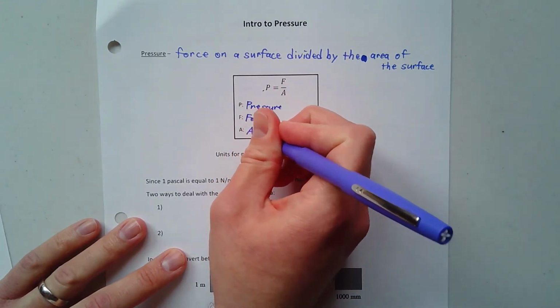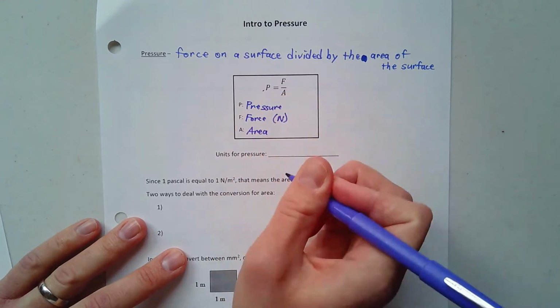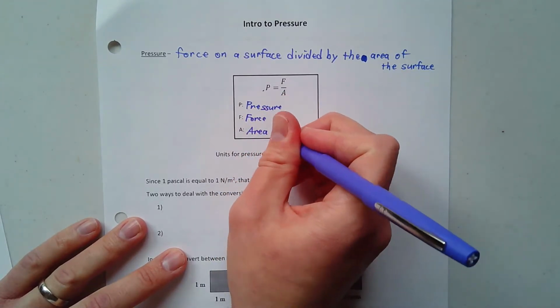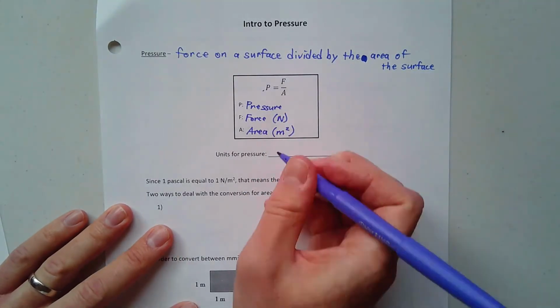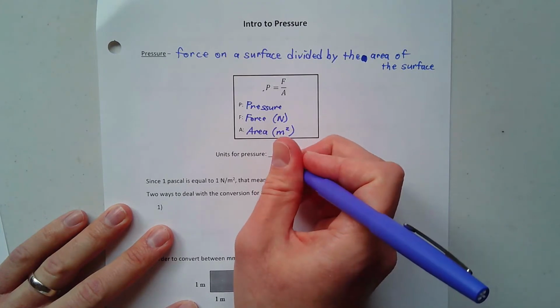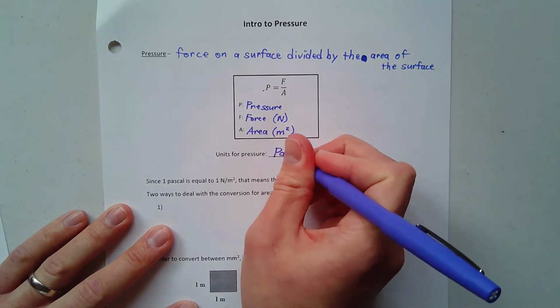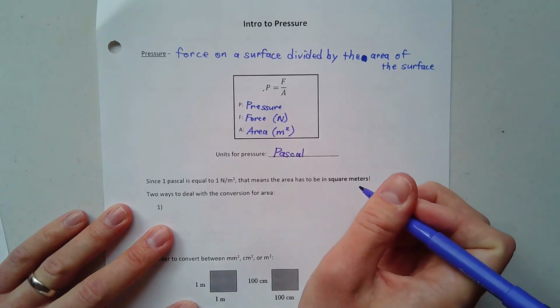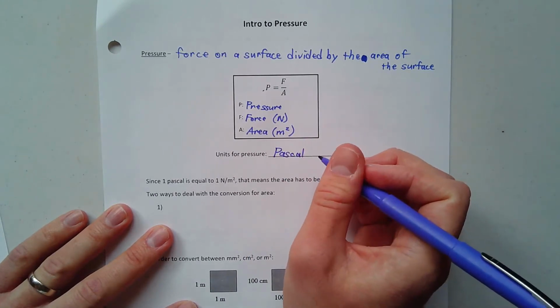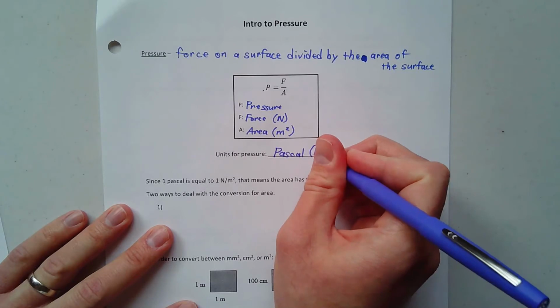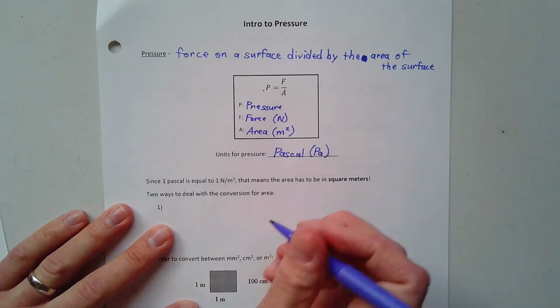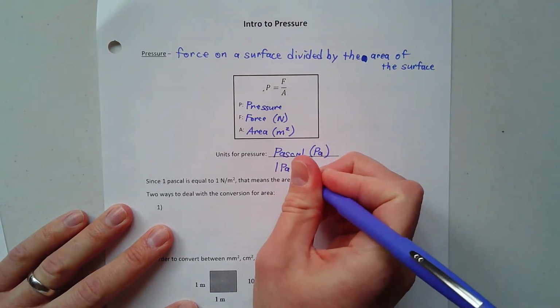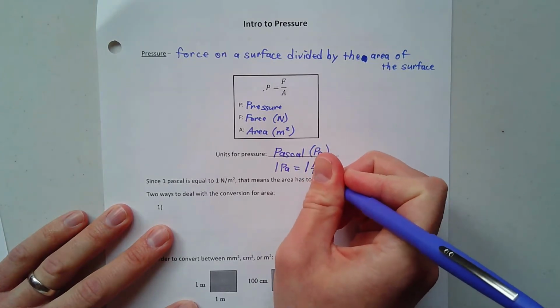And your force in this case would be measured in newtons still, just like we've done all year. Your area would be in square meters, and then the units for pressure are named after a scientist. They are pascals, named after Blaise Pascal. It's a name that you might recognize from chemistry potentially if you've talked about him. The abbreviation for Pascal is a capital P with a lowercase a. And so 1 Pascal is therefore equal to 1 Newton divided by 1 square meter.